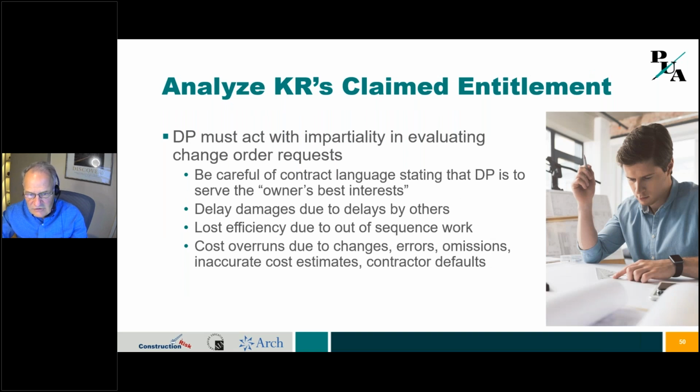Okay, analyze the contractor's claim for entitlement. And this is really important. If a contractor makes a claim, I think you as a designer need to take seriously that you've got to do an analysis, not only of what are the damages, but what is the cause, and is the contractor entitled to any recovery? That's your role to advise your client.